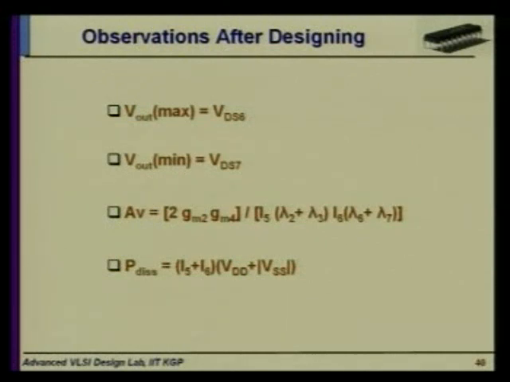These are the observations you should make after the designing. Vout max is nothing but the source to drain voltage of the sixth transistor, PMOS M6, and Vout min is basically the drain to source voltage of the M7 transistor. So from here you can get the output voltage swing, Vout max minus Vout min. And previously in the specification you were given some voltage swing. So after the designing is done, you will check whether you have met that requirement or not.